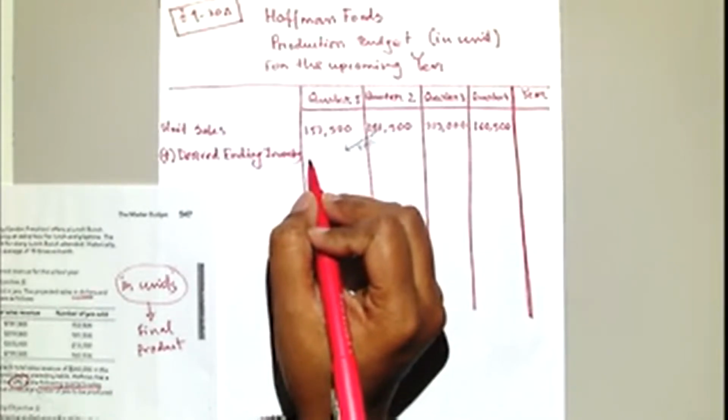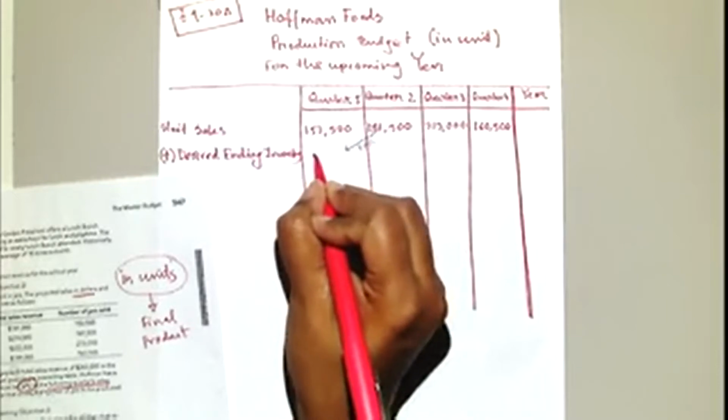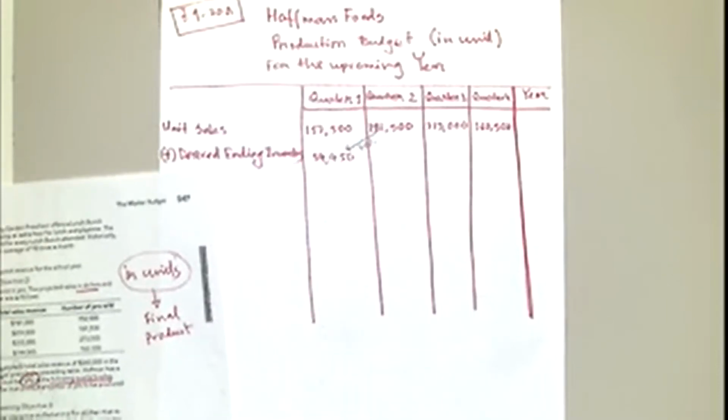Who has the number? Who can help me? Yeah, Mike? Great, it's 54,450. Please make sure you know where I'm getting all these numbers. So we're gonna do the same thing, right?